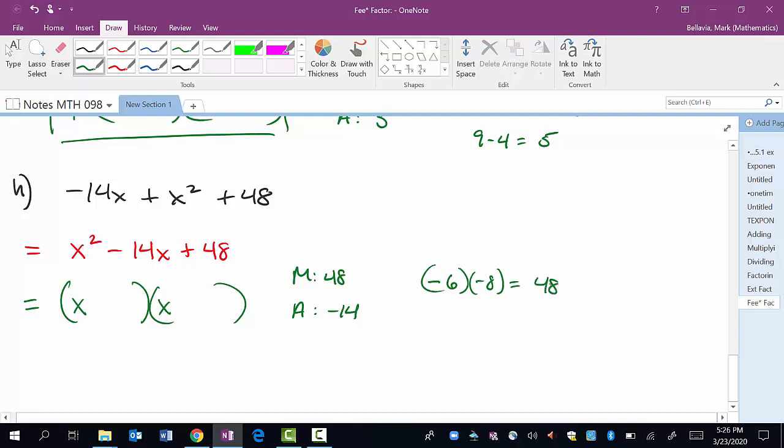That does give me a positive 48. And negative 6 plus negative 8, that does give me negative 14. So the numbers are x minus 6 and x minus 8.